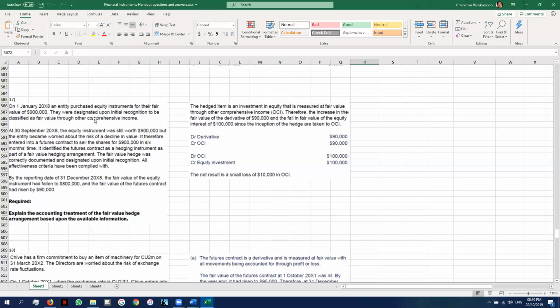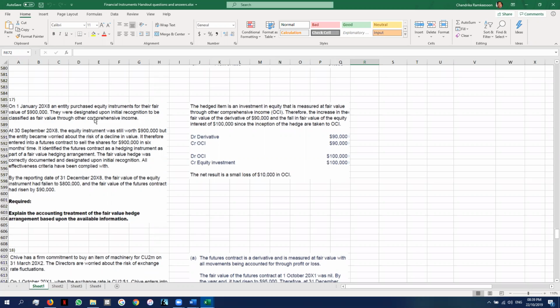Explain the accounting treatment of the fair value hedge arrangement based upon the available information. The hedged item is an investment in equity that is measured at fair value through OCI. Therefore, the increase in the fair value is 90 and the fall in the fair value of 100 since the inception are taken through OCI. Again, as I told you, if you were not told that, you could have rightfully just taken it through P&L.